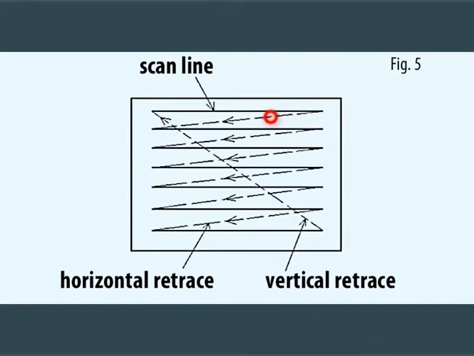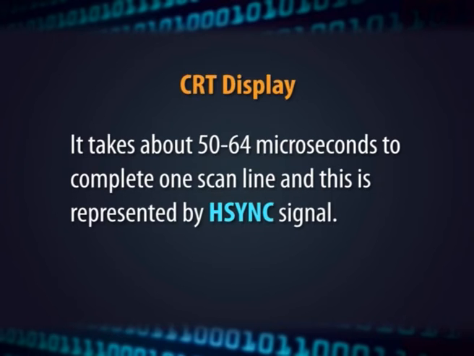Then the beam retraces back from right to left as shown in dotted line. This is horizontal retrace, and during this period the video is turned off. It takes about 50 to 64 microseconds to complete one scan line, and this is represented by H sync signal.